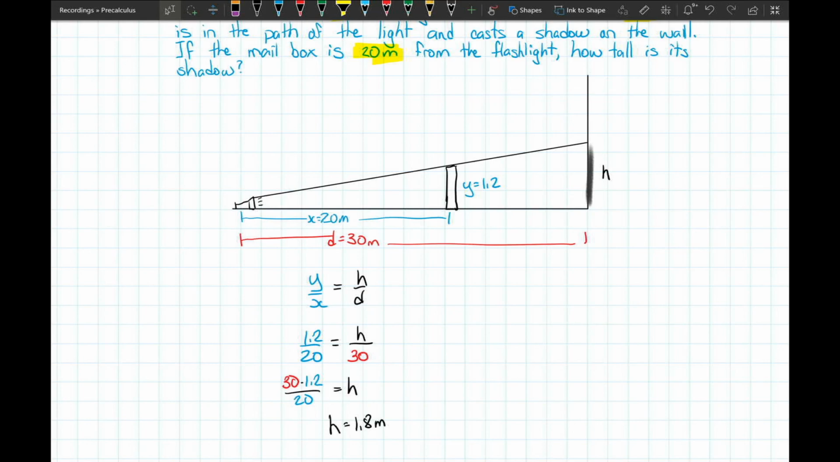Does it make sense? Yeah, I suppose it does. The shadow is going to be taller than the mailbox because it's casting a shadow from a flashlight that is lower than the height of the mailbox. So I think we've got it.